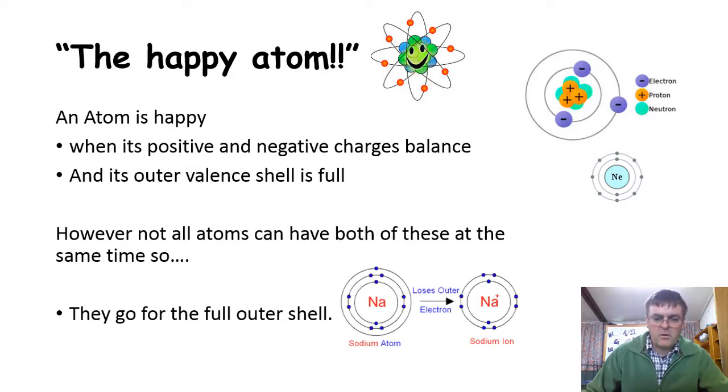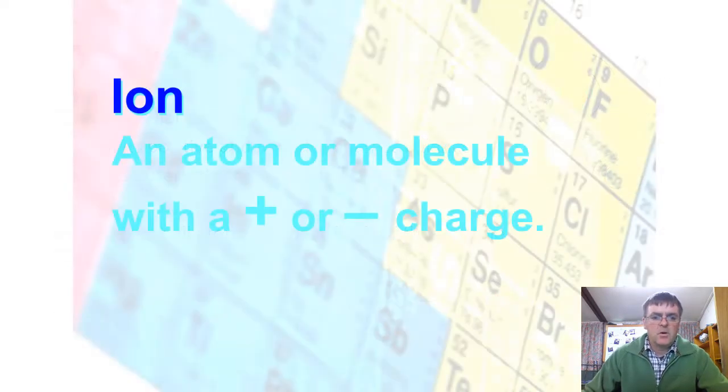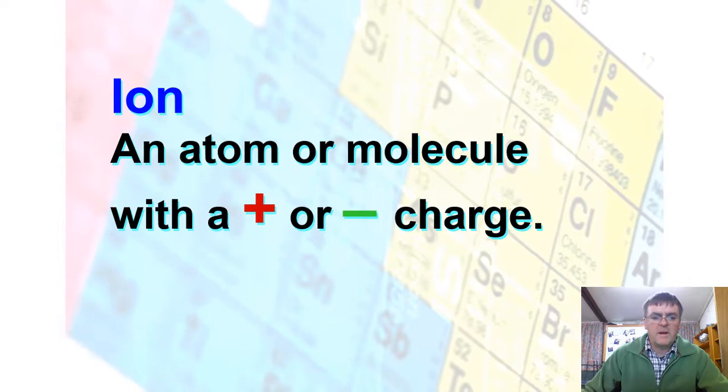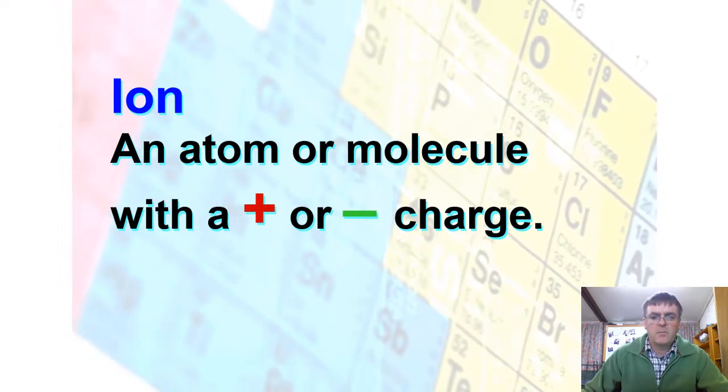So sodium, for example, has 1 in its outside shell. It's going to lose that to give itself a full outside shell. Then it won't be electrically neutral because it'll have 1 more proton than electron, so it'll have a positive charge, but it will have a full outside valence shell. It'll be happy. So that creates an ion. So an atom or a molecule that's got a positive or a negative charge. Let's look a bit more at ions.